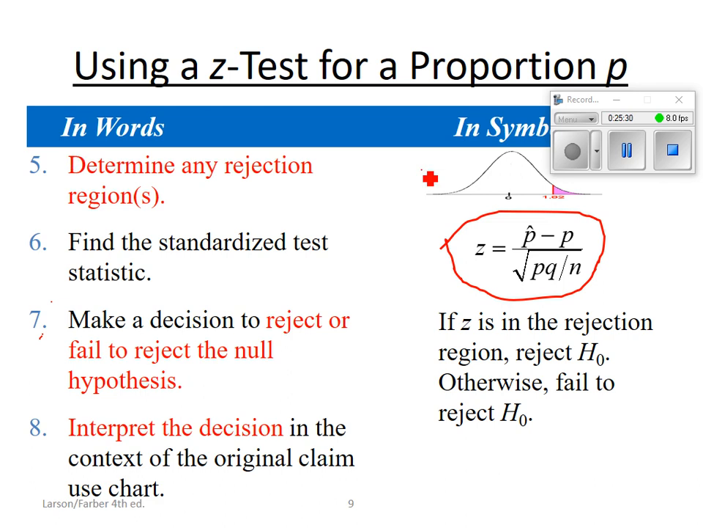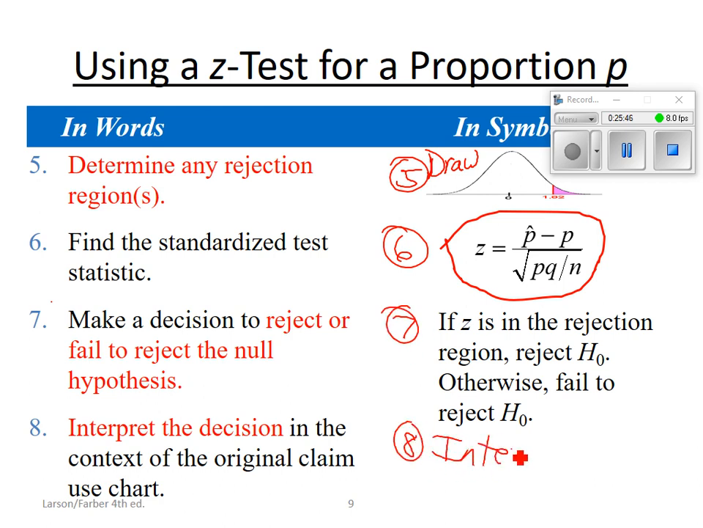Number 5, again, just number 5 goes right along with the draw. Just making that picture, 3, 4, and 5. Number 6, find your test statistic. Number 7, decide whether to reject or fail to reject. And number 8, again, interpret. Again, for this, I'll rewrite that.